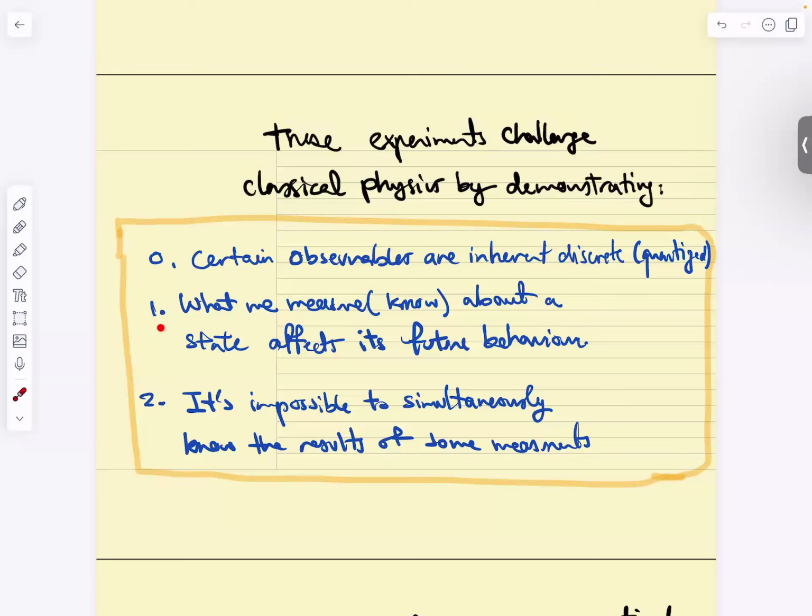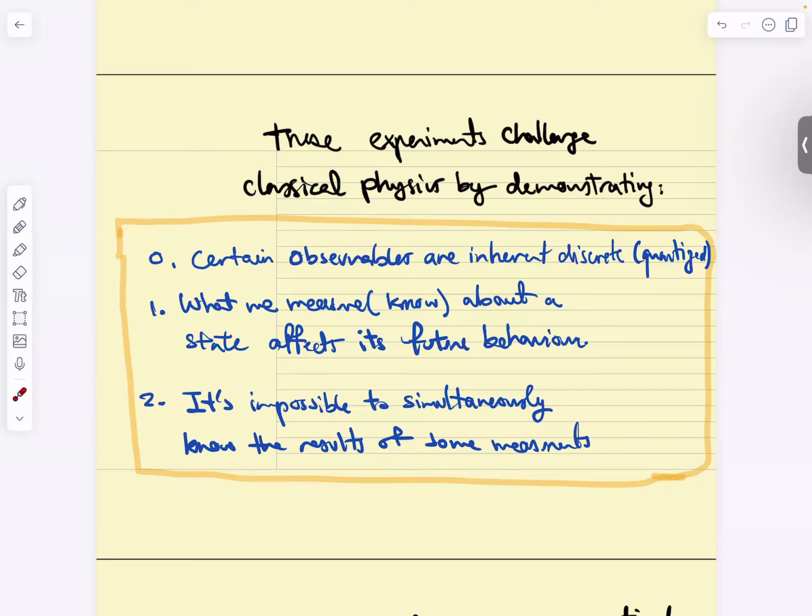Then lesson number one is that what we measure, what we know about the state, affects its future behavior. What we measure today could change the results of future measurements. Said differently, it's impossible to simultaneously know the results of certain measurements. Of course, if you measure SZ, the Z component of the spin, and repeat the same measurement, you still reproduce it.